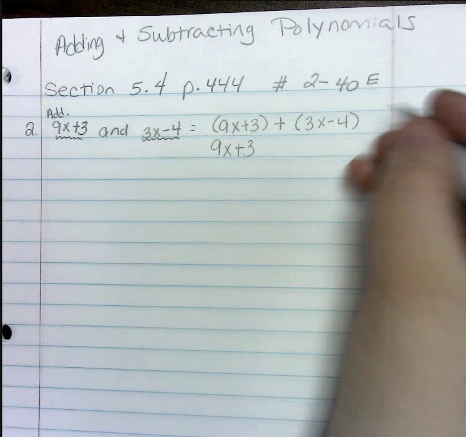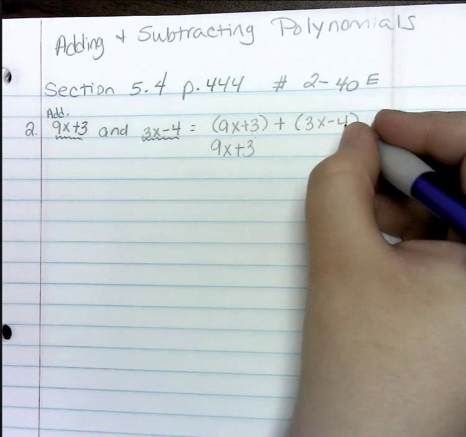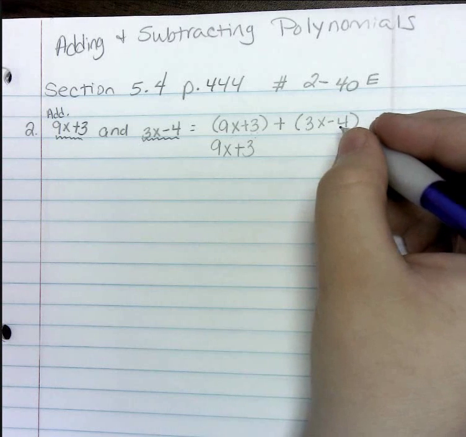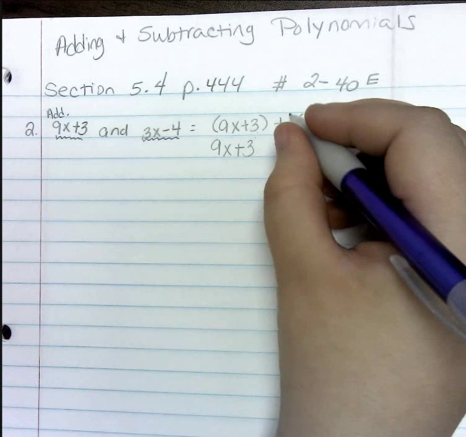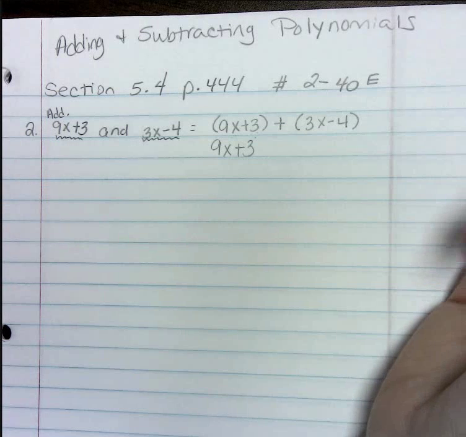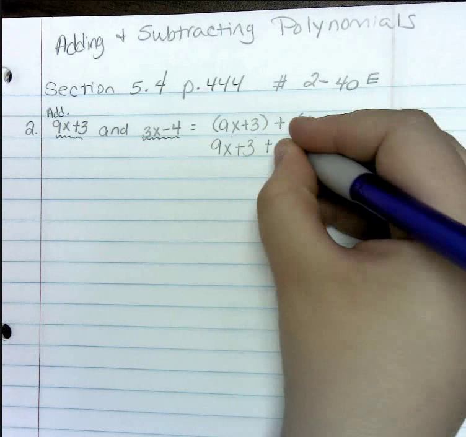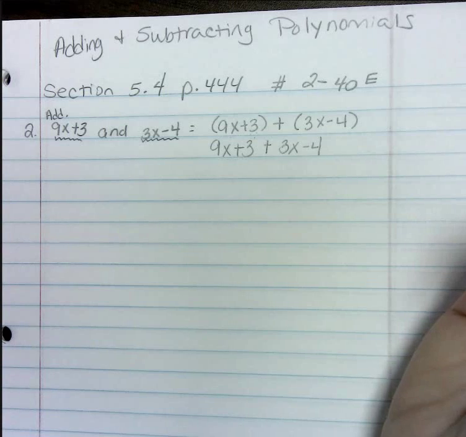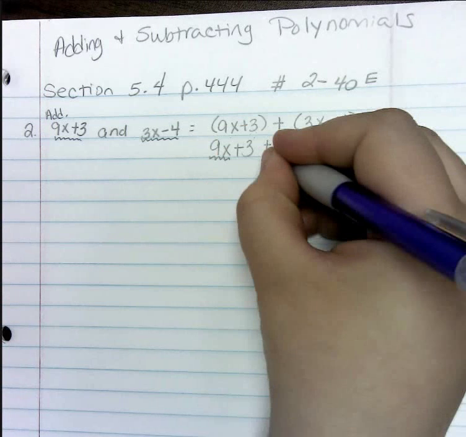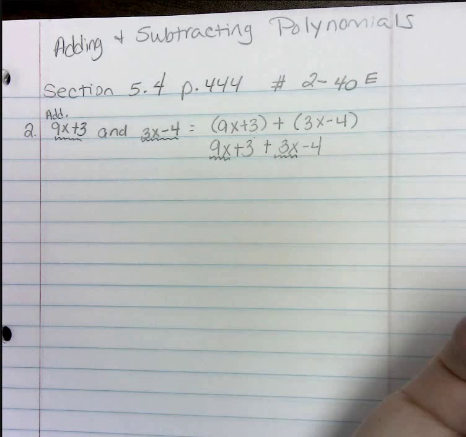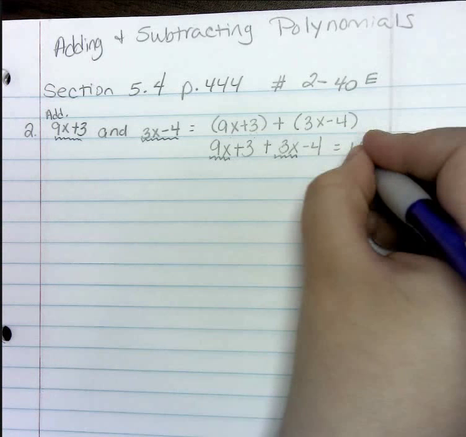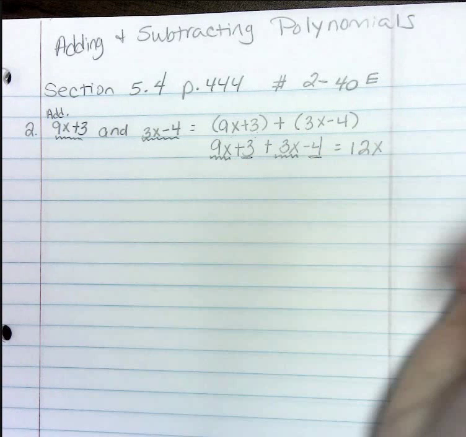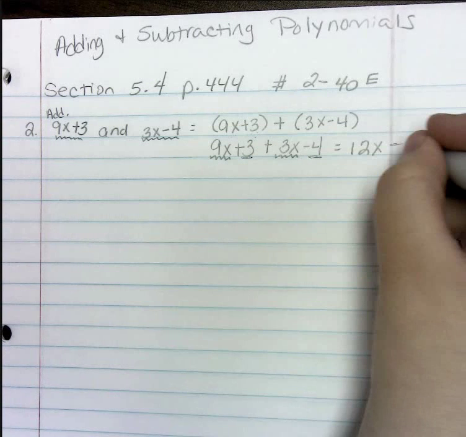So now, 3x minus 4. Ask the same 2 questions. Can I combine these 2 terms? No. Is there anything multiplying out in front other than that positive 1? No. So we can bring everything down. Now you can combine like terms. So I have 9x plus 3x is 12x. And then 3 minus 4 is negative 1.